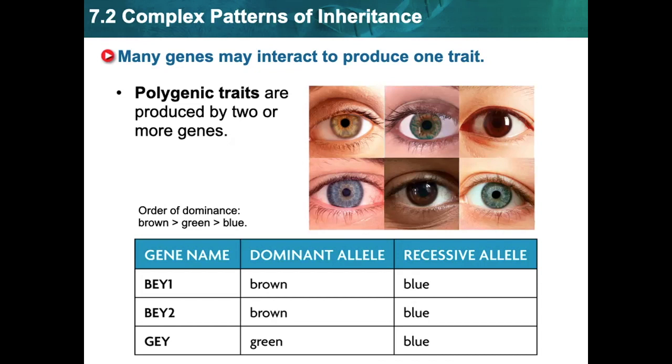But yes, green is a rare color. Brown by far is the most common eye color. Generally, darker colors are dominant over lighter colors. So dark skin, dark hair, and dark eyes are dominant over lighter ones.